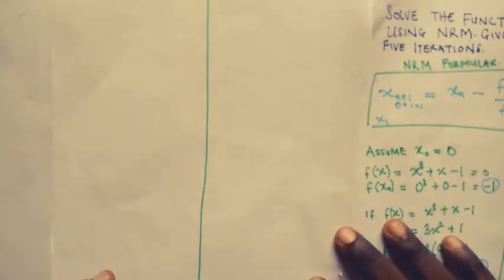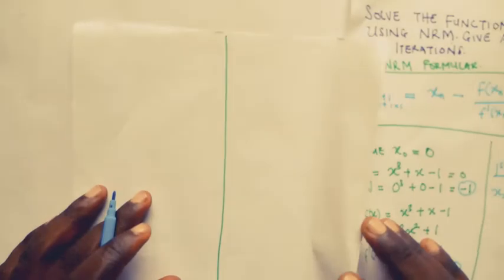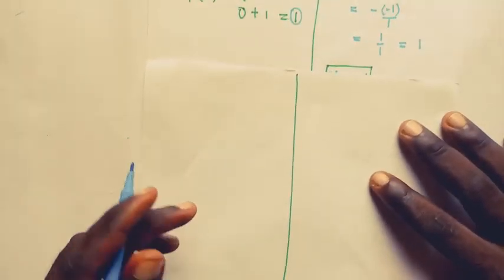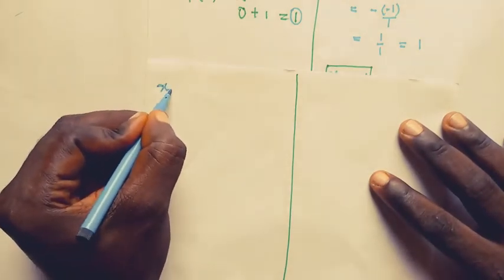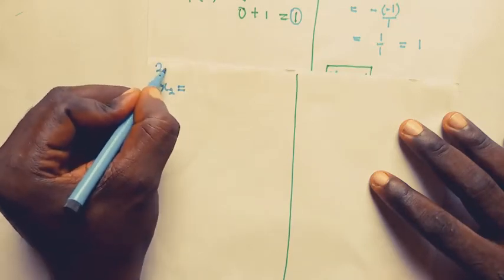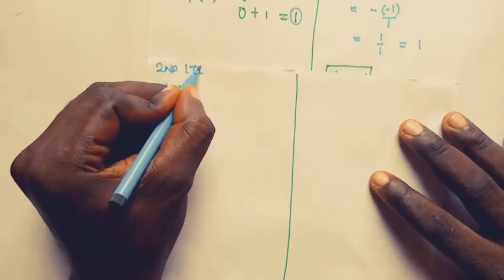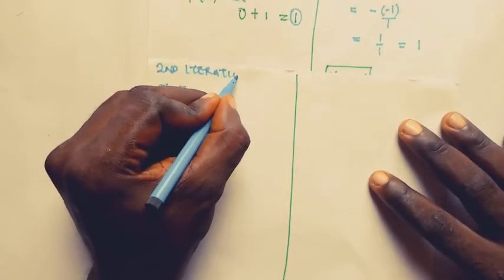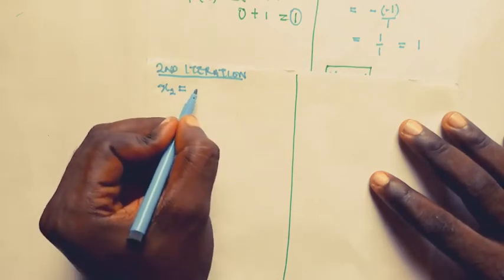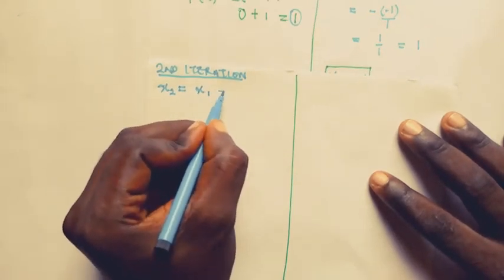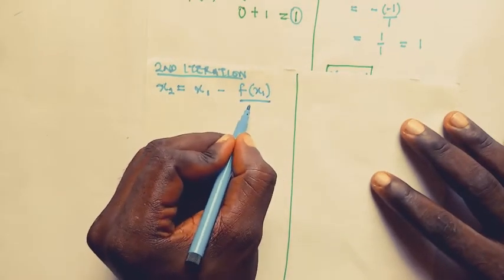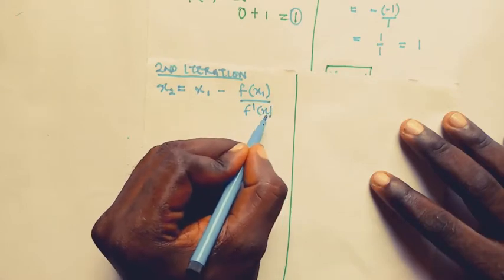So having gotten my x1 to be equal to 1, I need to approximate the value of my x2, and then I simply use the formula. x2 is going to be equal to, now this is my second iteration, my x2 will be equal to x1 minus f of x1 divided by f prime of x1.